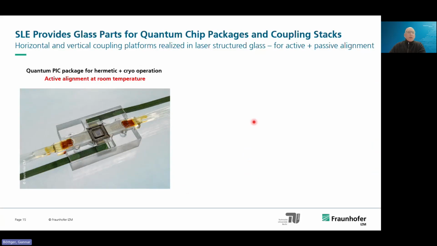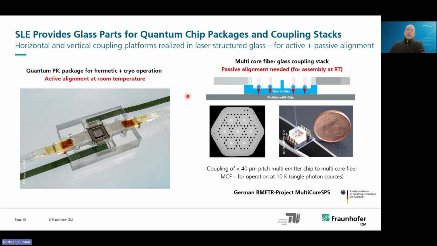Going into more quantum chip packages that can also be used in hermetic and cryo operation, which is a big advantage of glass. This assembly here is a quantum chip that had fibers adjusted in the package. This is an active alignment stack and package, and you can do the active alignment at room temperature. The later operation will be at hermetic and cryo operation, and the glass makes sure that you can go down to cold temperatures.